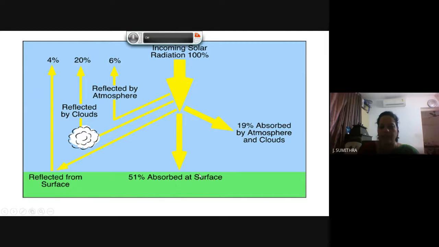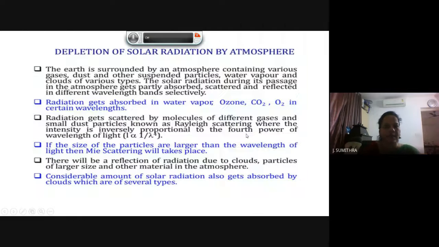is getting absorbed at the surface, and from the surface about 4% is getting reflected, and 20% is reflected by clouds, and 6% is reflected by the atmosphere, and 19% is again by the atmosphere and clouds.